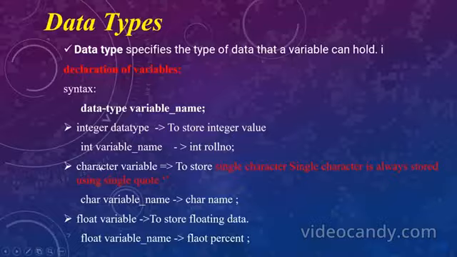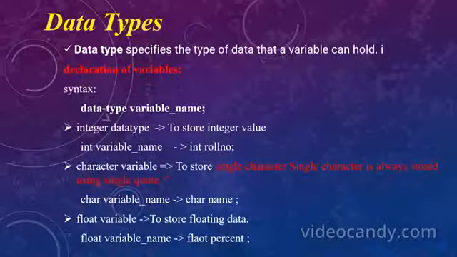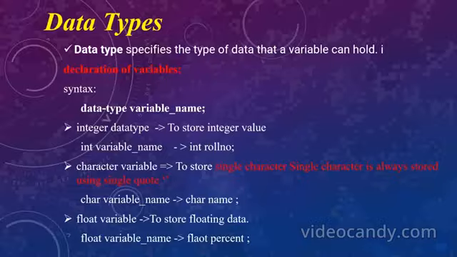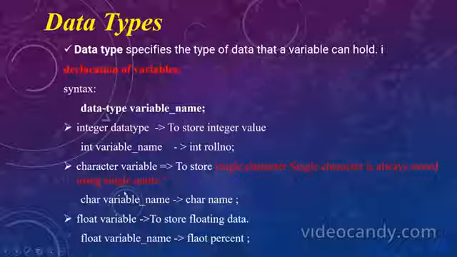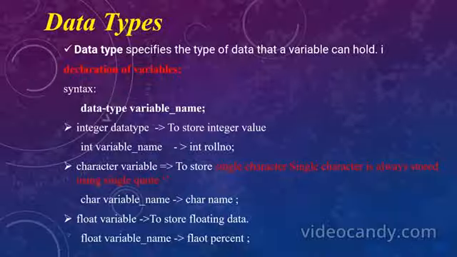Similarly, for character, we have a data type known as char. So if I say char name, what does it mean? It means that name is a variable which will store a character value. In char, we can store only a single character. We need to keep this in mind. And that single character must be within single quotes. To store a floating value like a decimal, we use the data type float. So if I say float percentage, that means it will store values like 4.5, 3.6, like that.